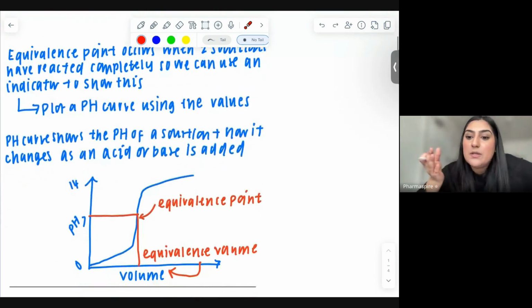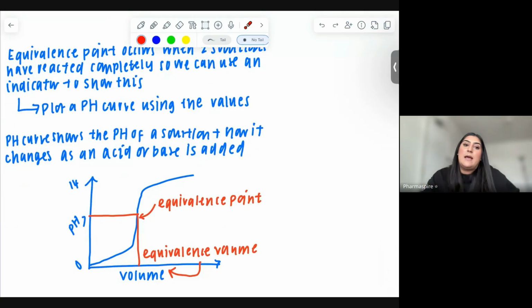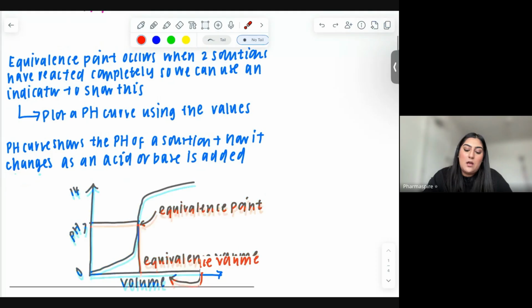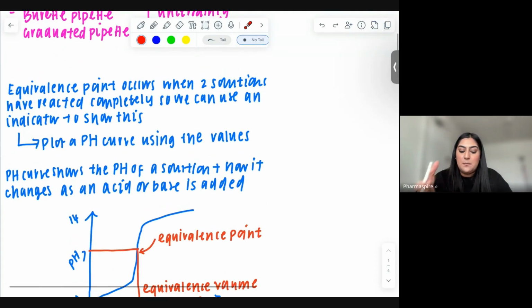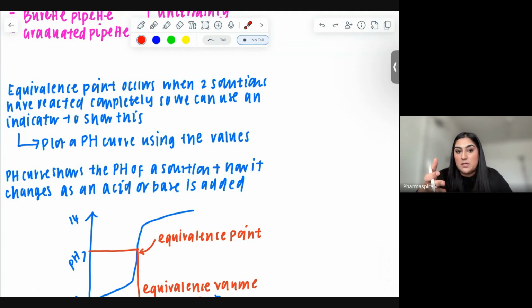So this is all the nitty gritty that is quite easy to understand, and I've got some harder questions, but we'll cover all bases. An equivalence point occurs when two solutions have reacted completely, so we can use an indicator to show this. So we know, for example, in a titration, that the point we can indicate is when it has actually finished. It goes that nice light pink color, and then we can say that's our equivalence point, and we use a pH indicator to determine the pH of what it actually is.